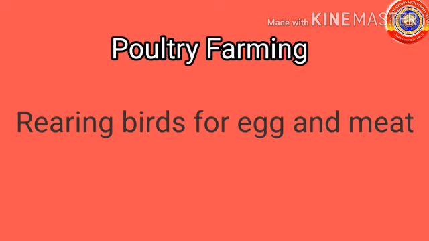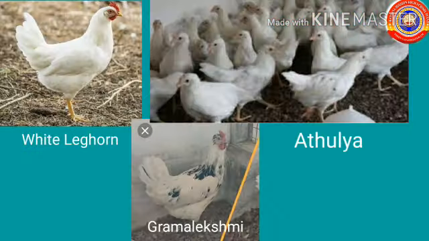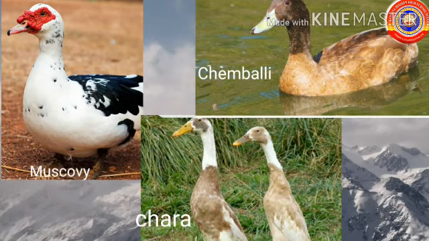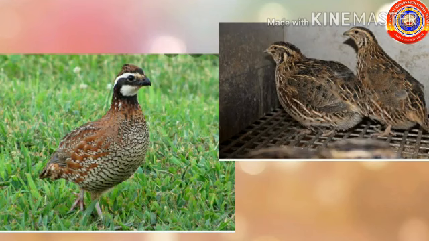The next one is poultry farming. Here, birds are reared for eggs and meat. The important chicken varieties are Athulya, Gramalakshmi, White Leghorn. The important duck varieties are Muscovy, Chara, Chemballi. The important quail varieties are Japanese and Bobwhite.